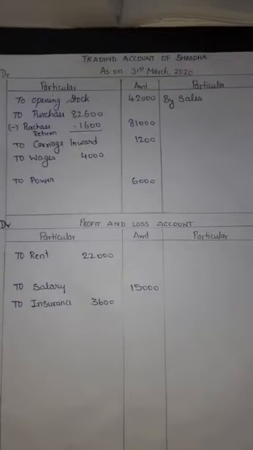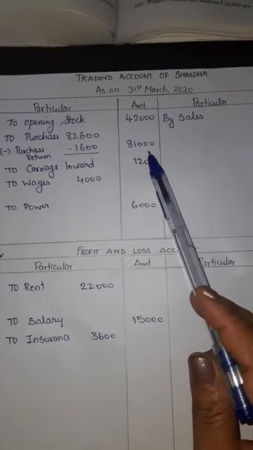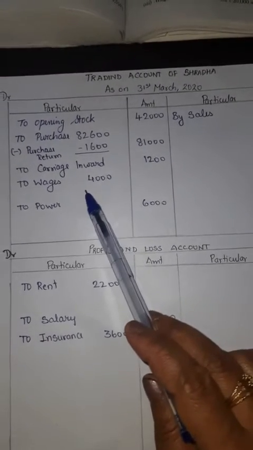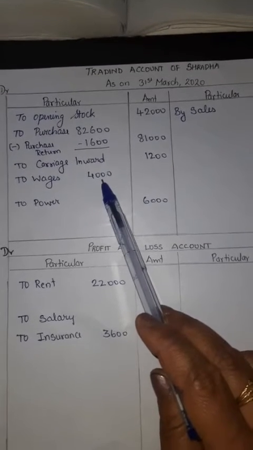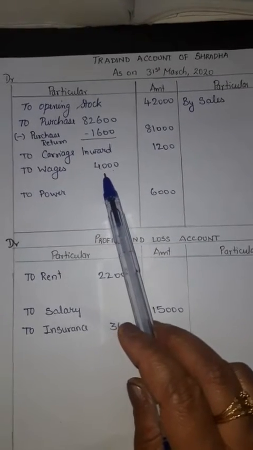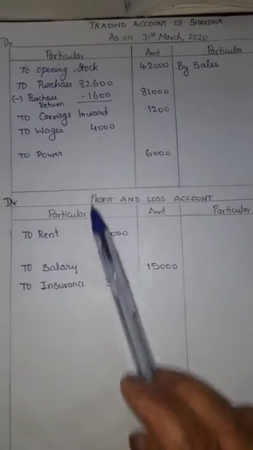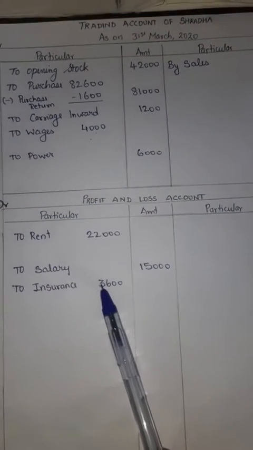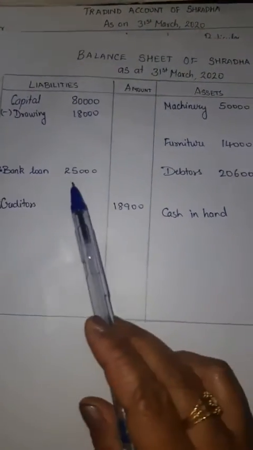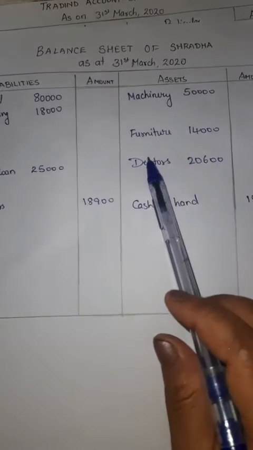So students, I have posted all the items which we have discussed related to the trial balance. Other than items which have adjustments, other items I have shown in the amount column. Only those items which have adjustment I have shown the amount in the inner column. So we have adjustment on wages, rent, then insurance, and in the balance sheet we have adjustment on bank loan, also machinery, furniture, and debtors.